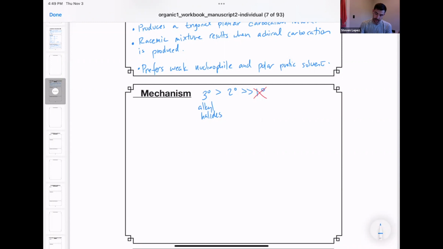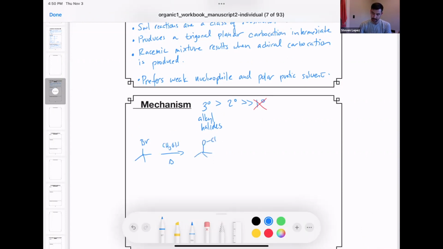We could have tert-butyl bromide, which reacts with methanol at elevated temperatures to afford this methyl ether. So how does this reaction work?